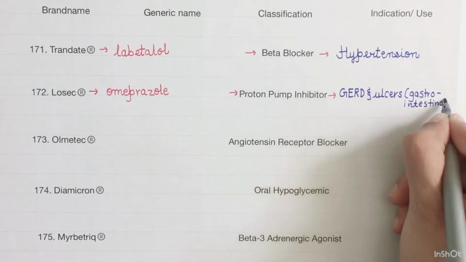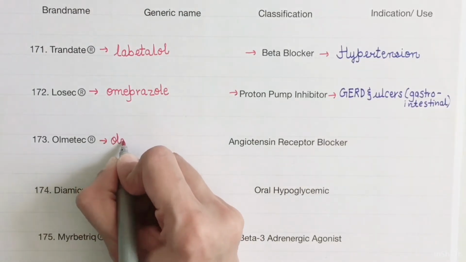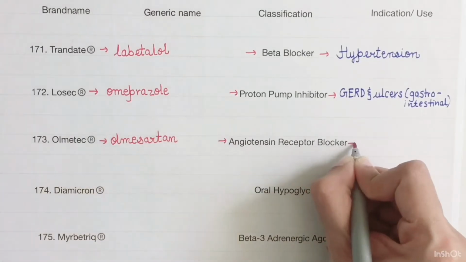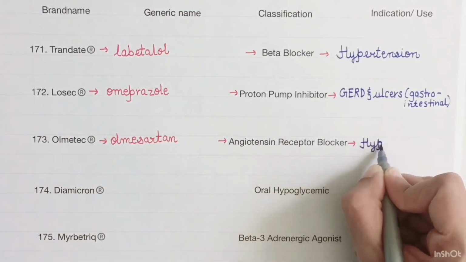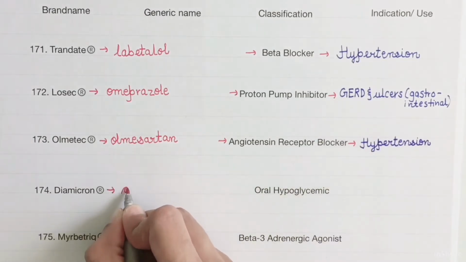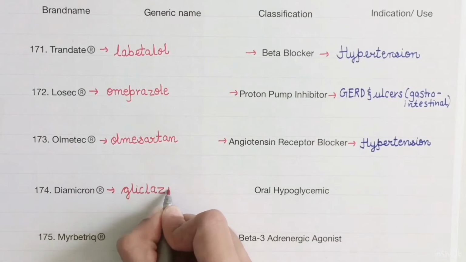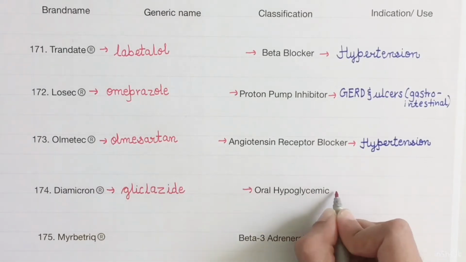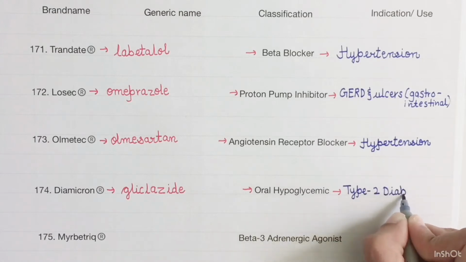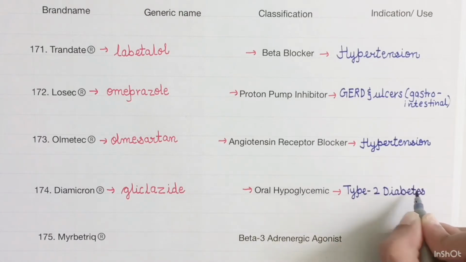173 is Olmetec. Its generic is olmesartan. Its class is angiotensin receptor blocker and it's used for hypertension. 174 is diamicron. Its generic is gliclazide. Its class is oral hypoglycemic and it's used for type 2 diabetes.